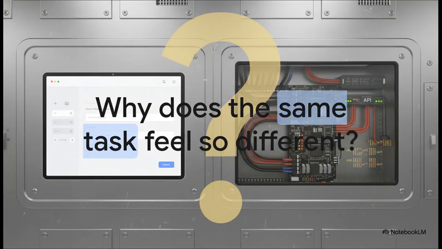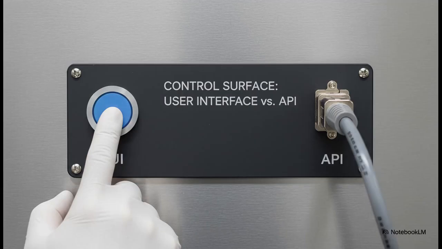I mean, you've probably felt this. You use a nice, clean website, and a task is just simple. It works. But then you try to automate that same task or use a more advanced tool, and all of a sudden it feels way more complex, maybe even a little unpredictable. It's the same system underneath it all, so why does the experience feel so different? The answer is all about how you're controlling the system. You're using a different control surface.